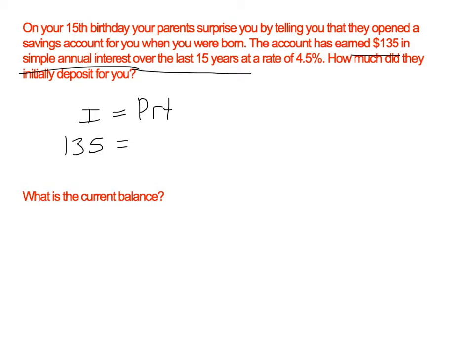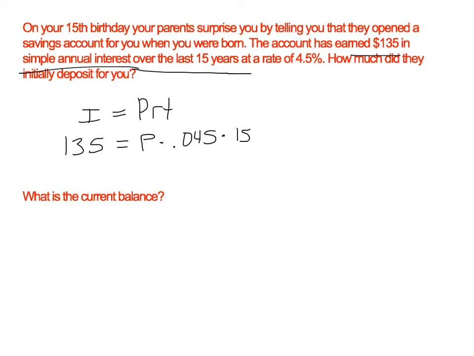Principal. How much did they initially deposit? Well, if you initially deposit something, that's the principal. So we actually don't know that, so I'm going to use P for principal there. Times our rate. Do I know the rate? At a rate of 4.5%, so that's 0.045, times time. Well, let's see. They opened it when you were born, and it's on your 15th birthday that they tell you about it, so 15 years have passed.